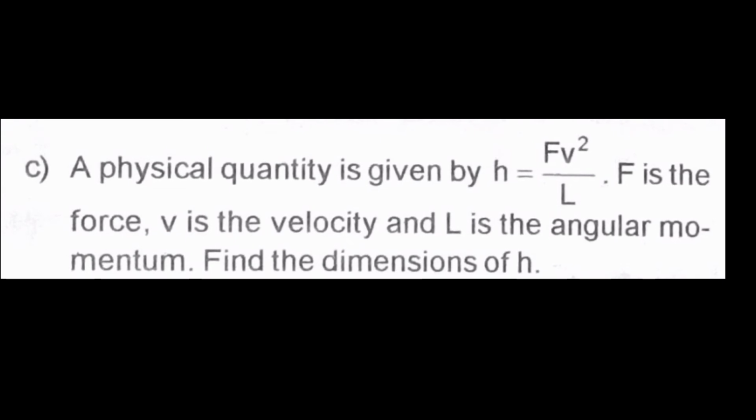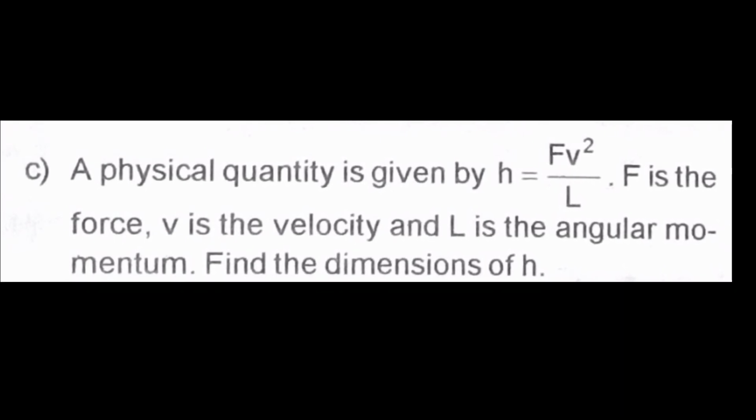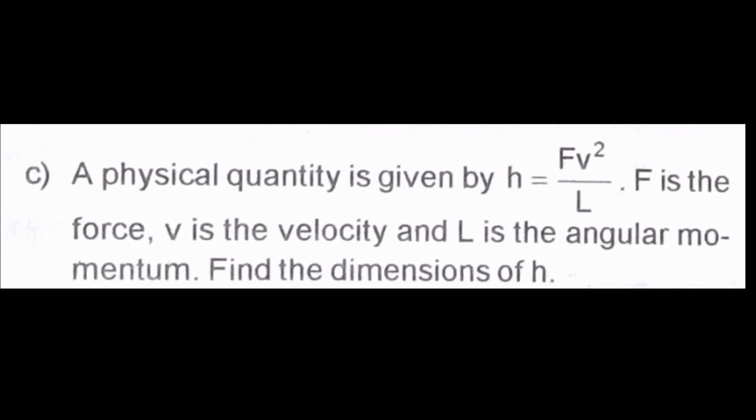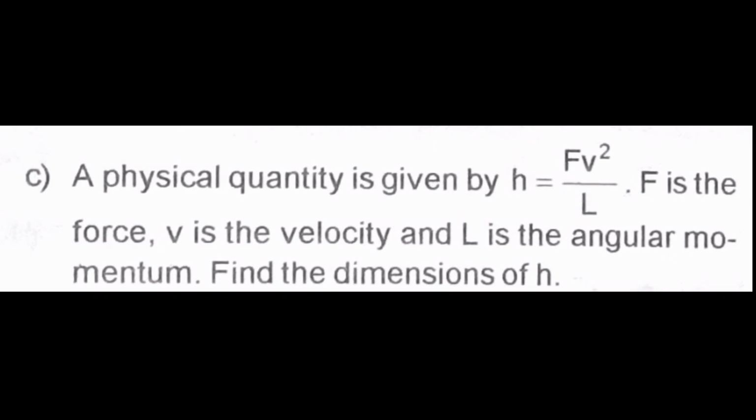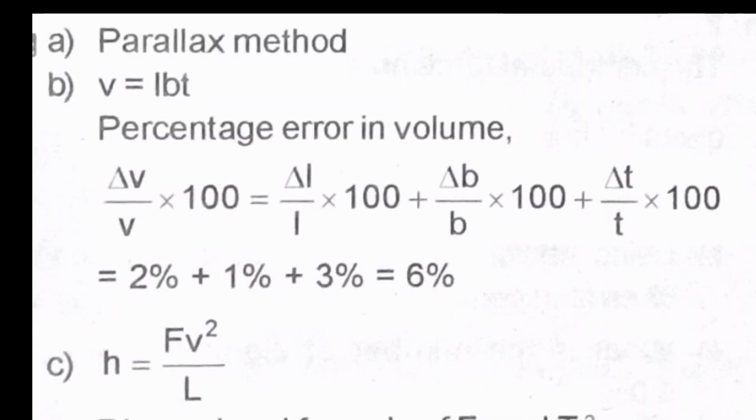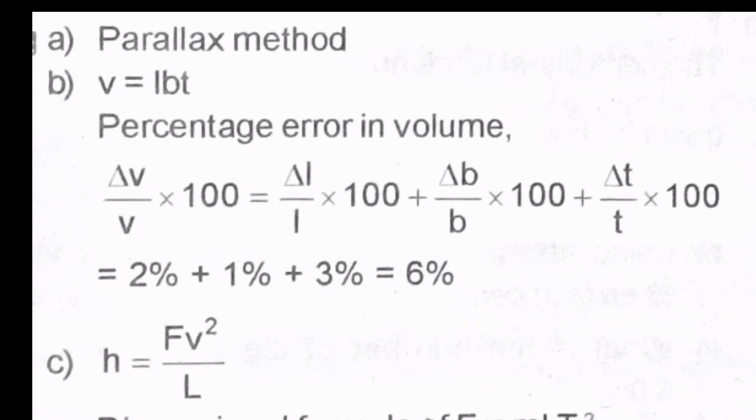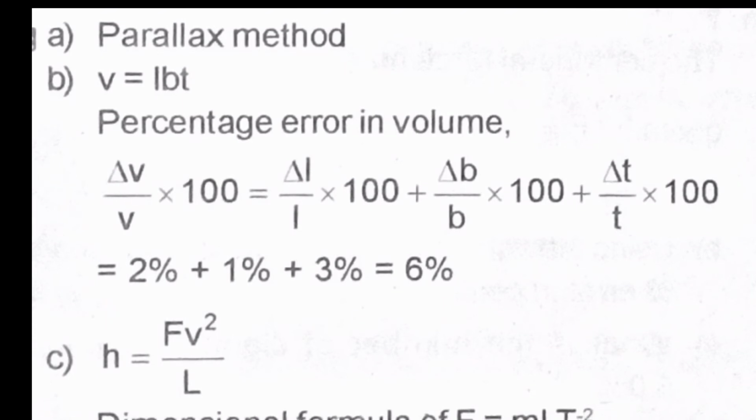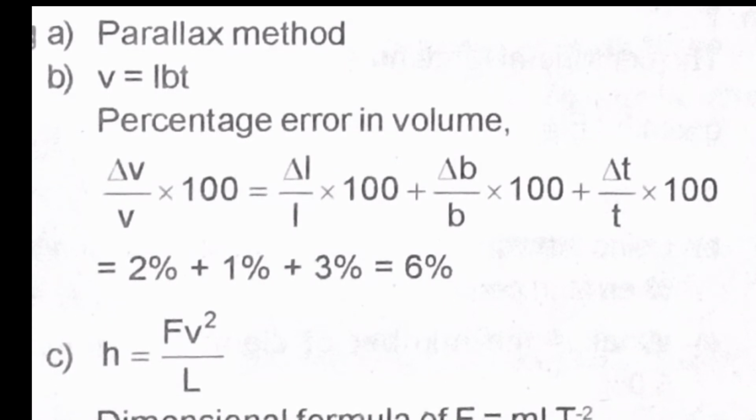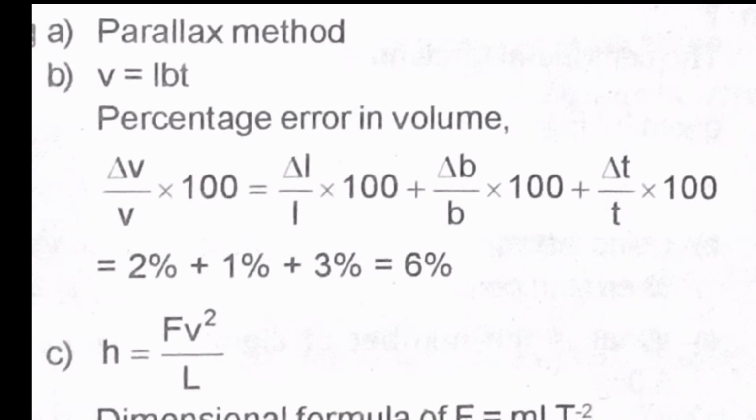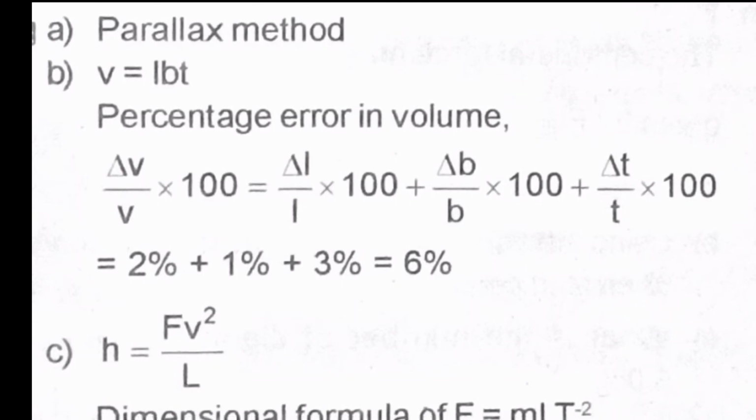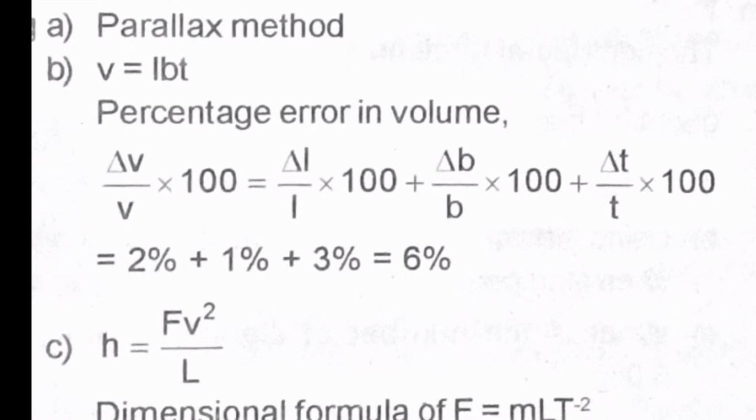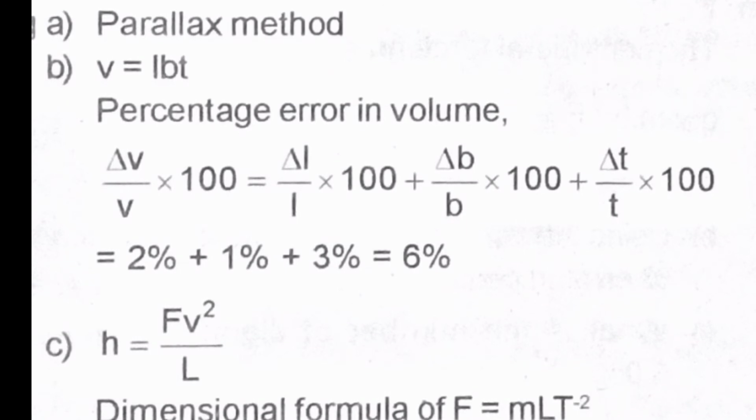The third question: a physical quantity is given by H is equal to Fv square by L. Here F is the force, v is the velocity and L is the angular momentum. Find the dimensions of H. Now we can answer the questions one by one. The first one is a very easy question, right? What was the question? Suggest a method to measure the diameter of the moon. What is the method to measure the diameter of the moon and large distances? We have studied it, right? Yes, that is the parallax method. So the parallax method can be used to measure the diameter of the moon.